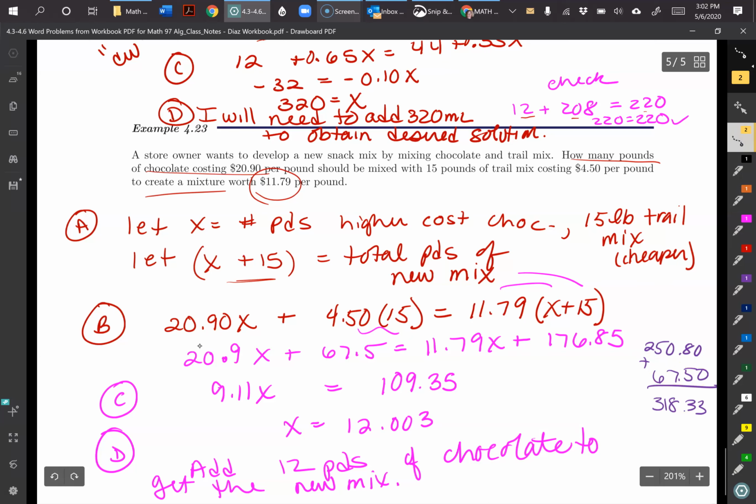That's how much altogether value of the chocolate. Here's the trail mix. And then when I add those together, those should add up to my overall total cost for the new mix. So that looks good.